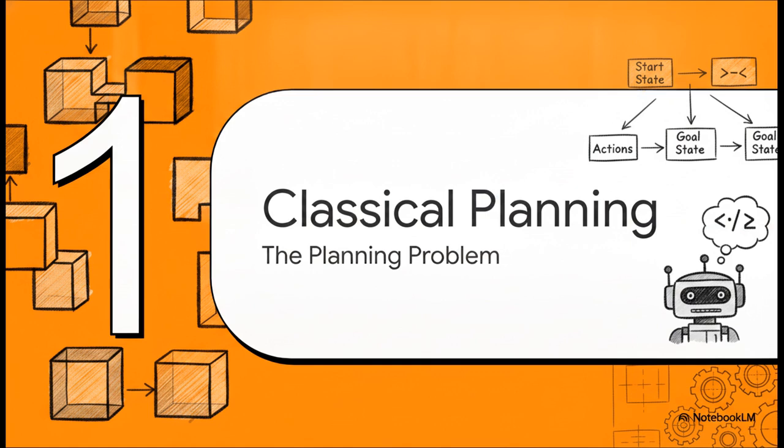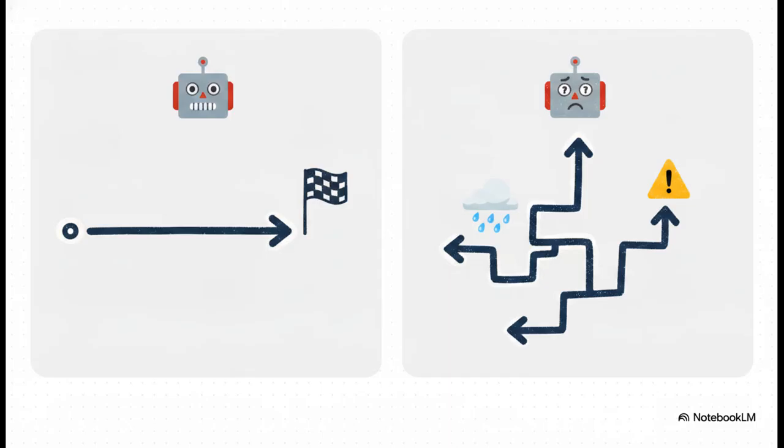Section 1. Classical planning. The planning problem. There is a massive difference between the perfectly predictable world of classical planning and the, let's say, chaotic world of contingency planning. In classical planning, everything is a known quantity. We've got a single agent, the actions have zero duration, and there's a unique, unambiguously known initial state. It is perfectly deterministic, meaning if I do X, Y will absolutely happen, for sure.